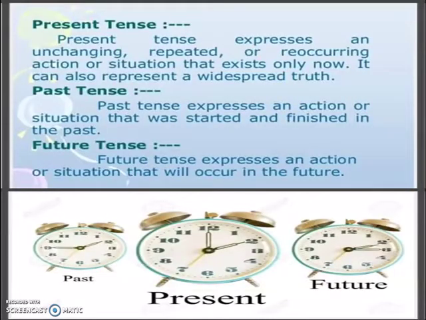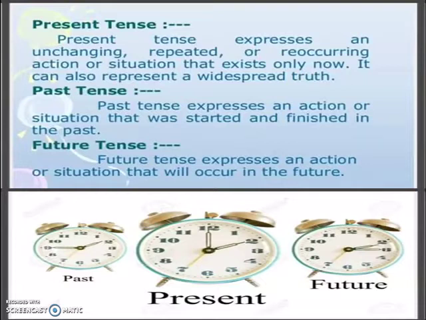First, we are going to talk about present tense. Present tense expresses an unchanging, repeated, or recurring action or situation that exists only now. It can also represent a widespread truth. For example, the sun rises every morning. This action is a truth that happens every day.